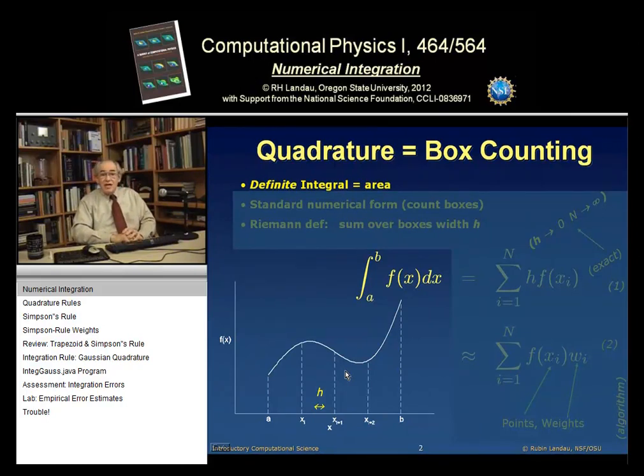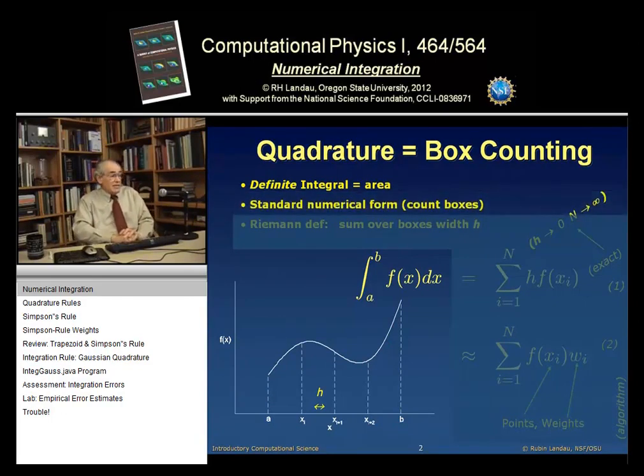Because what a definite integral is, an integral between limits a and b here, is just the area under the curve of the integrand, which we call f of x, as a function of x. So the area under the curve is the integral we want to evaluate. It's done by counting boxes, and therefore it's called quadrature, related to boxes.